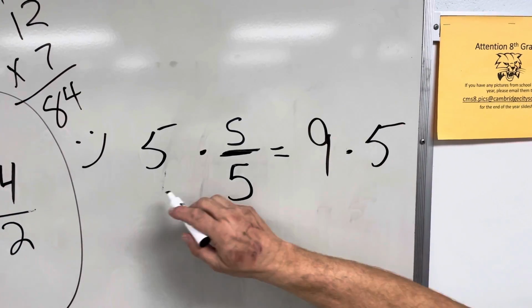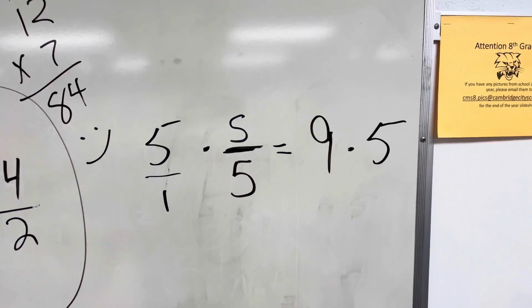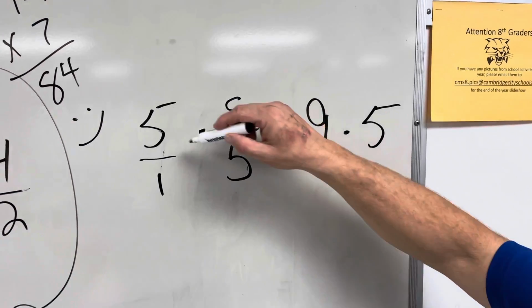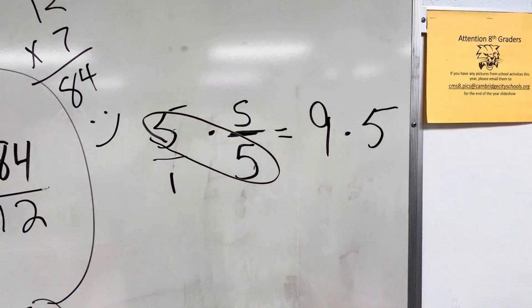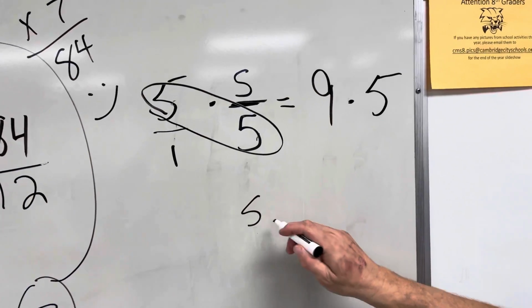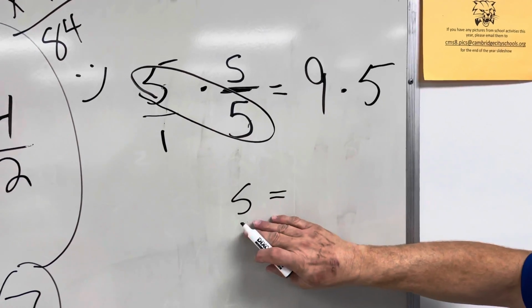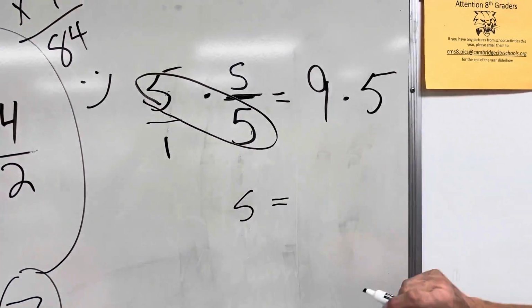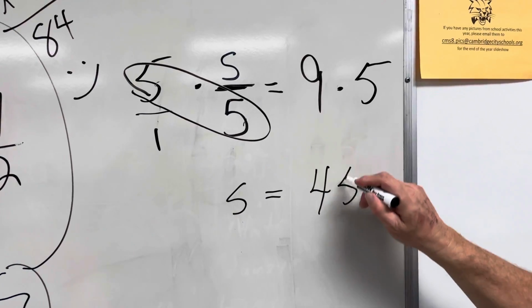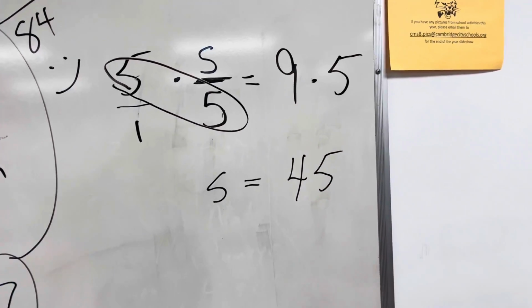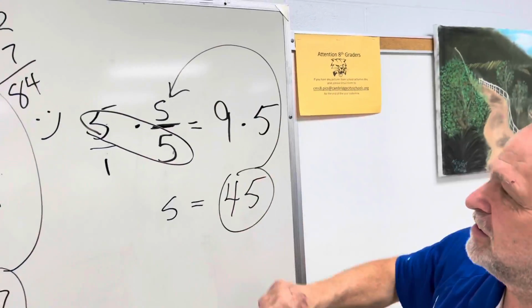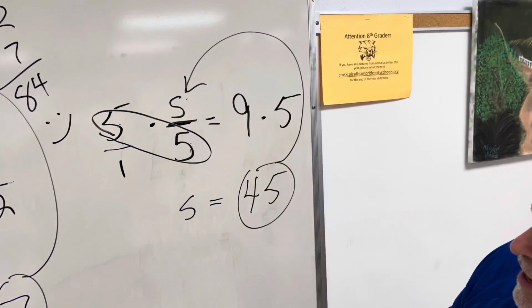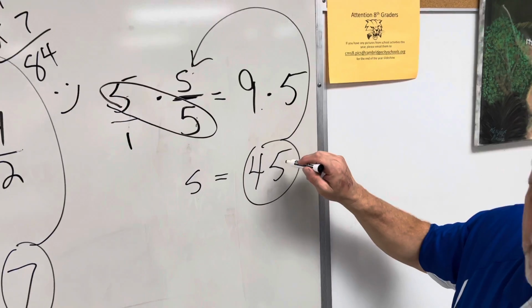What happens on the left? Well, this 5 is actually over 1. And remember, we can cancel diagonally. Those two will cancel, leaves us with S all by itself. We've isolated the S, and 9 times 5, 45. At this point, plug it back in, make sure it works. 45 cut into 5 equal groups gives you 9.